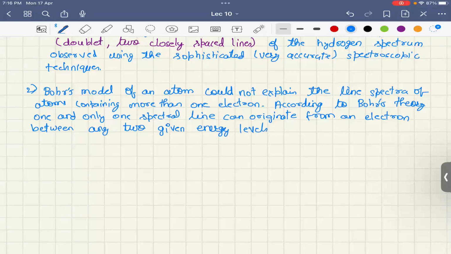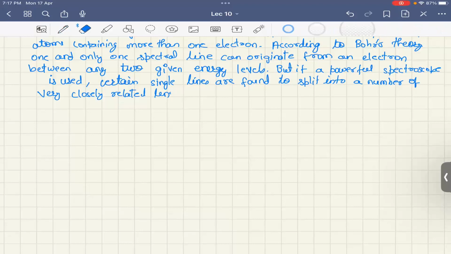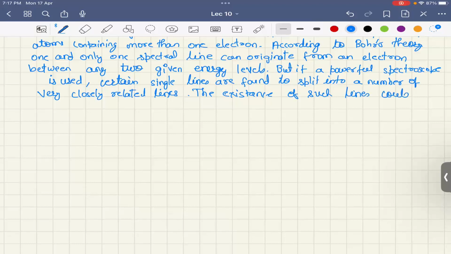But if a powerful spectroscope is used, certain single lines are found to split into a number of very closely related lines, right? And the existence of such lines could not be explained on the basis of Bohr's theory.